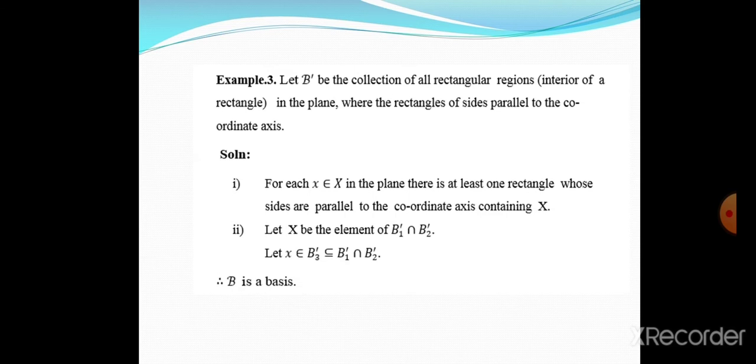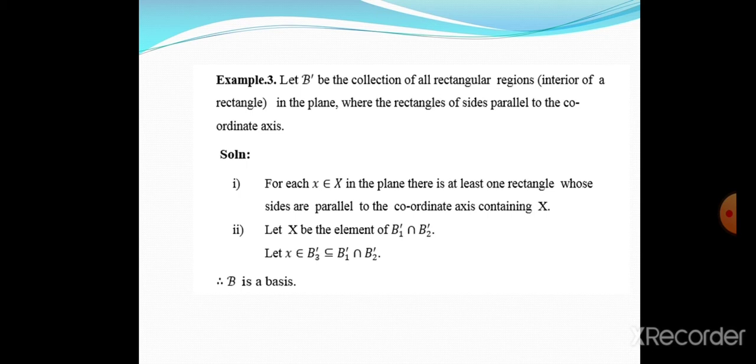Next, example number 3. Let script B dash be the collection of all rectangular regions. The first one was circular regions; the third example is rectangular regions, in practice the interiors of rectangles in the plane, where the rectangles have sides parallel to the coordinate axes.